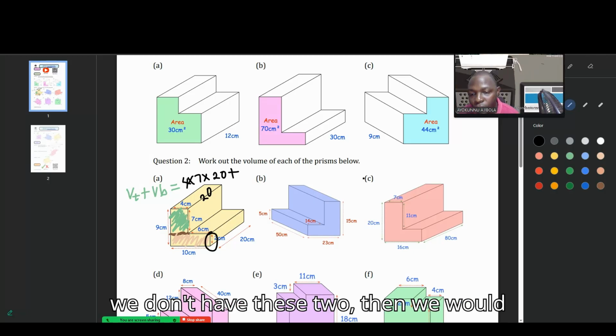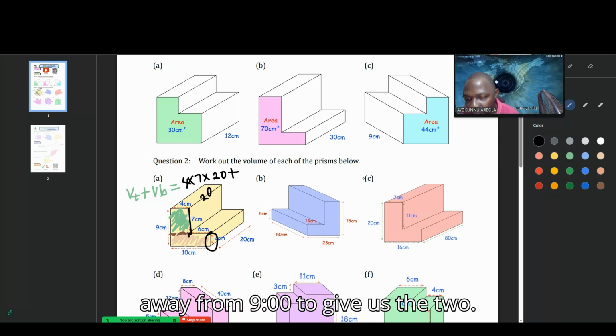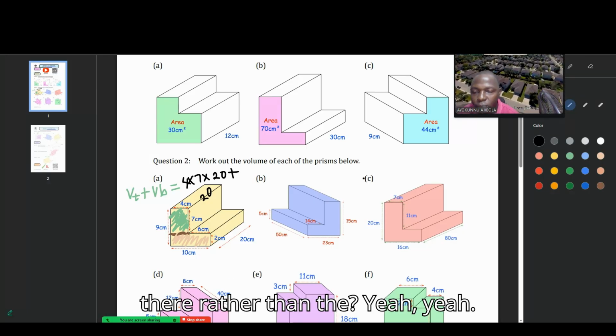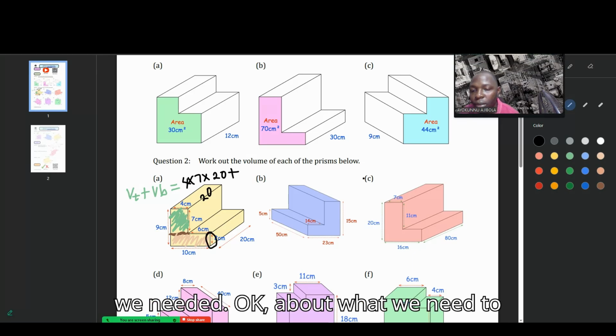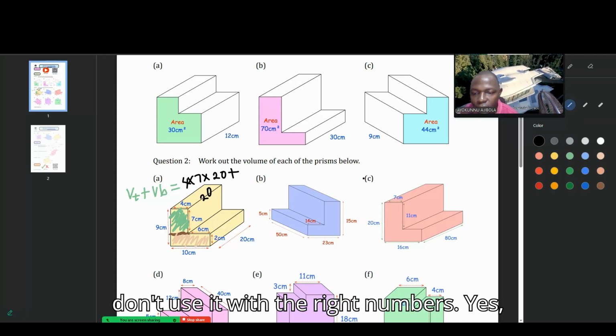If we didn't have these two, then we would need to know that this is 7 taken away from 9 to give us a 2. They are irrelevant because we already have what we needed. That's what was confusing me. I knew the method, but I just didn't use it with the right numbers.